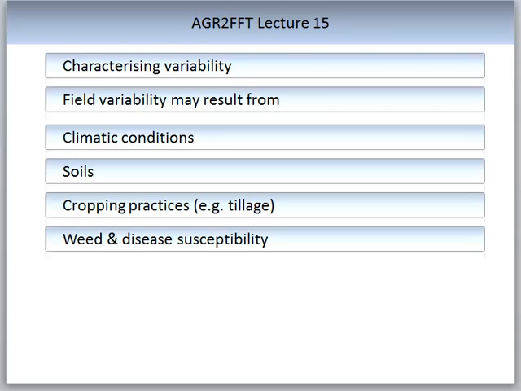The next stage is for characterizing variability. Field variability may result from a number of inputs, such as your climatic conditions, rainfall, wind, your soil types, as we discussed in the previous slide, cropping practices, for example, if you're in agronomy you may have tillage, and or weed and disease susceptibility.